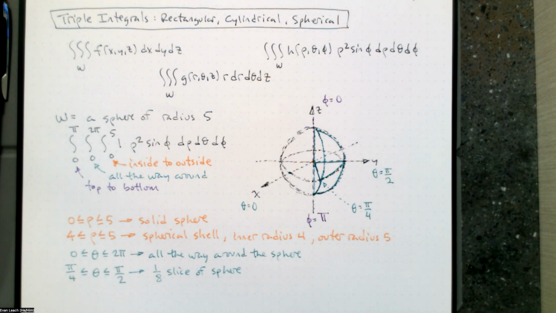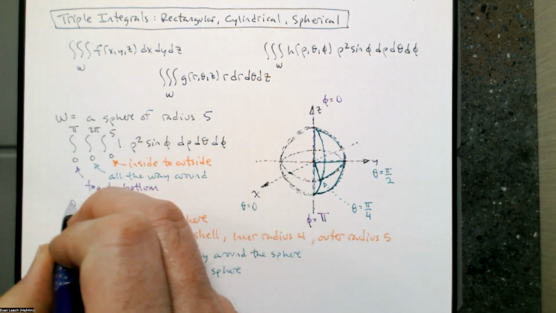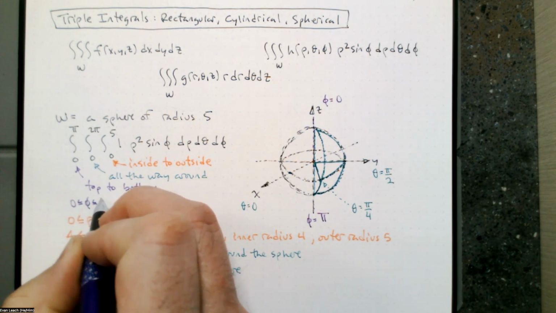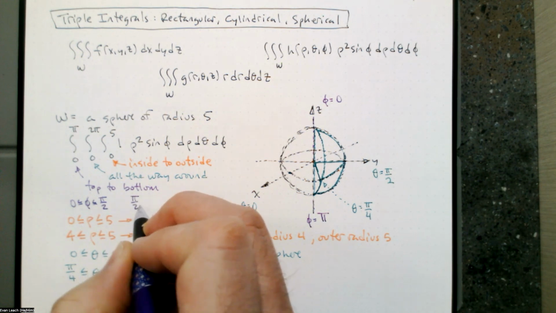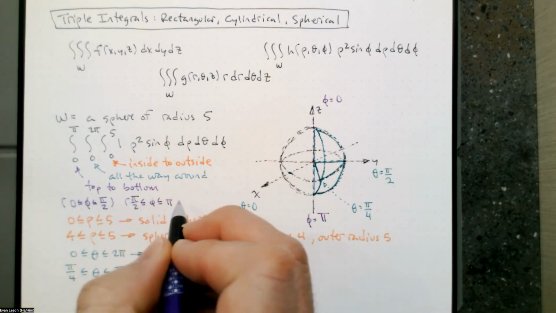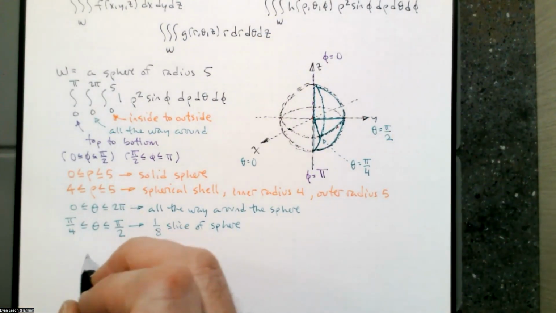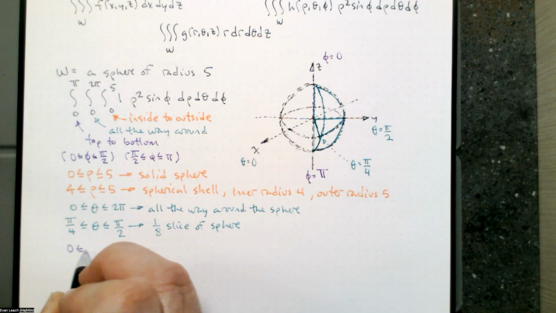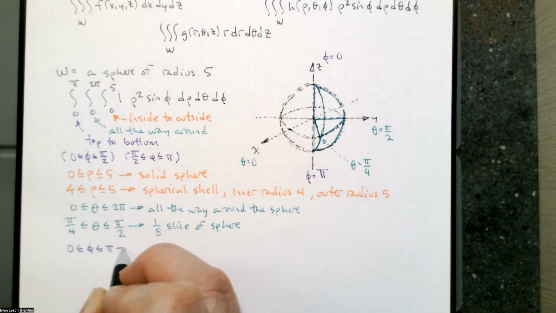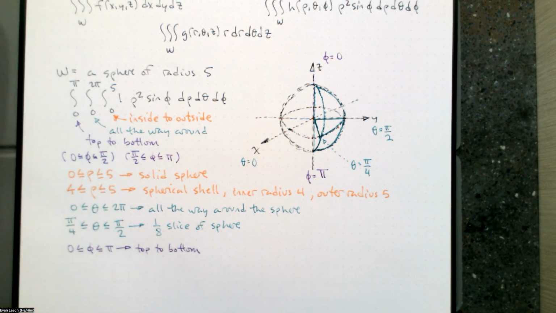But for a simple setup like this, we're thinking 0 to pi over 2 is covering the top. Pi over 2 to pi is covering the bottom. So the top is 0 to pi over 2, and the bottom is from pi over 2 to pi. So phi from 0 to pi, that's going to give us from the top to the bottom.